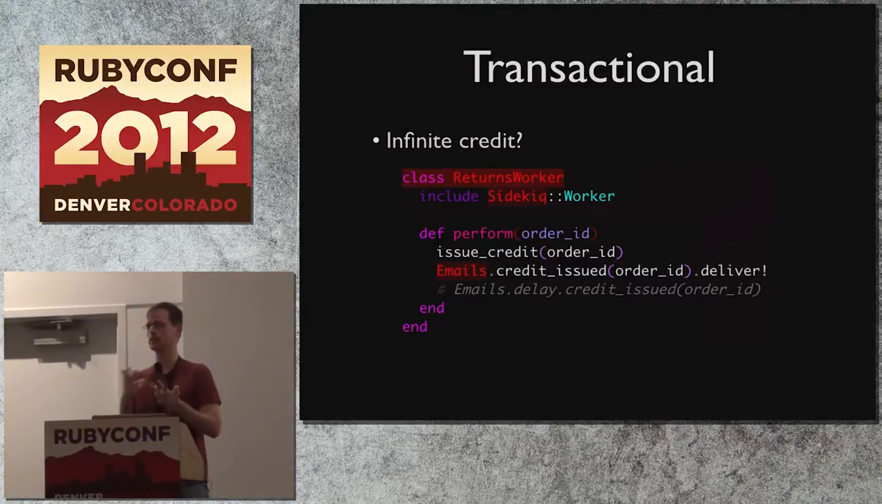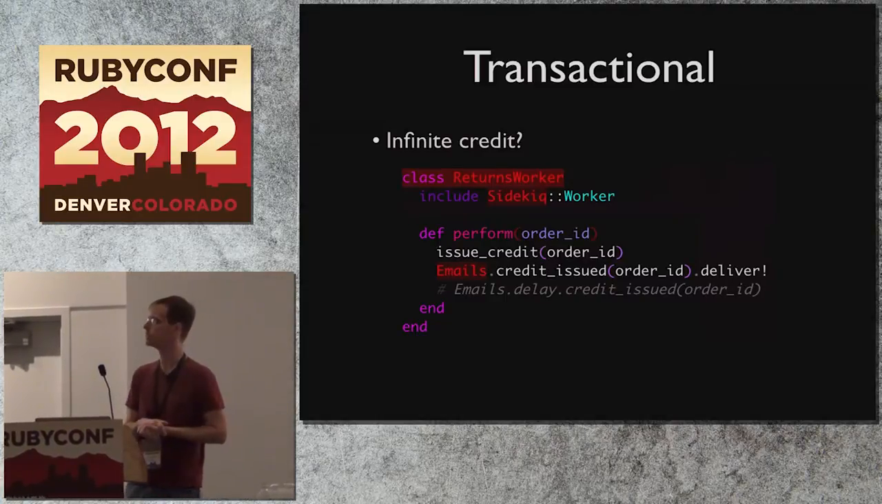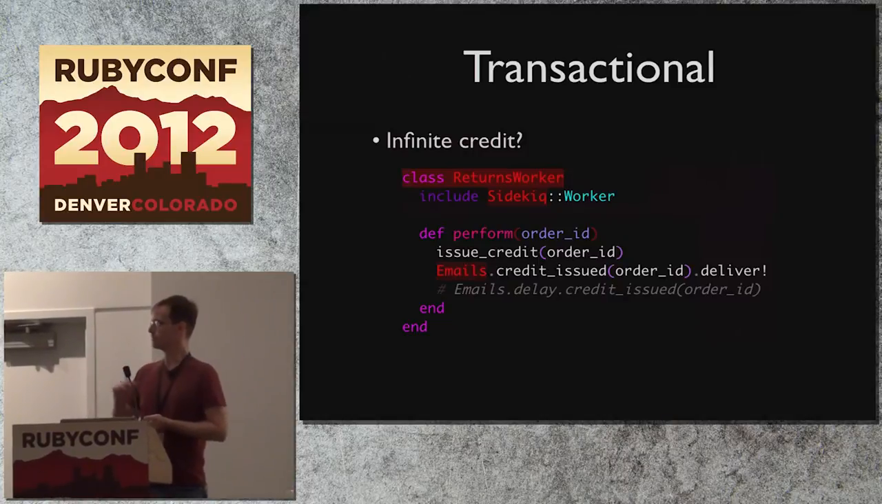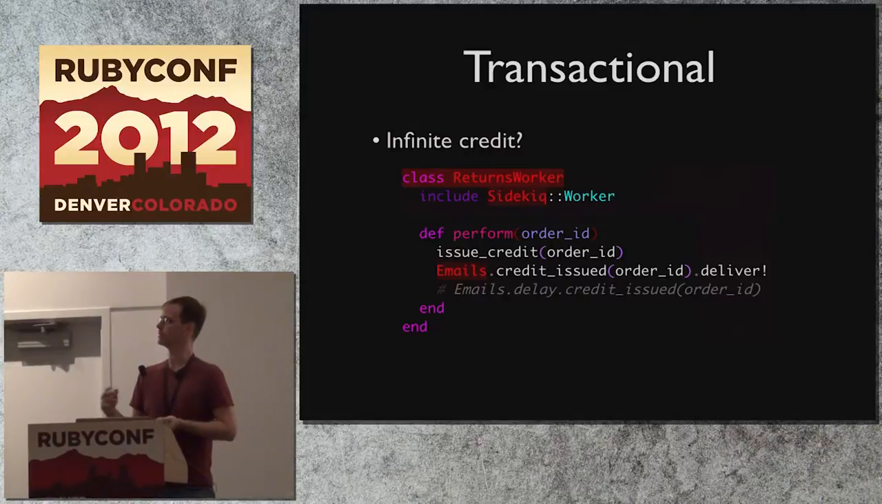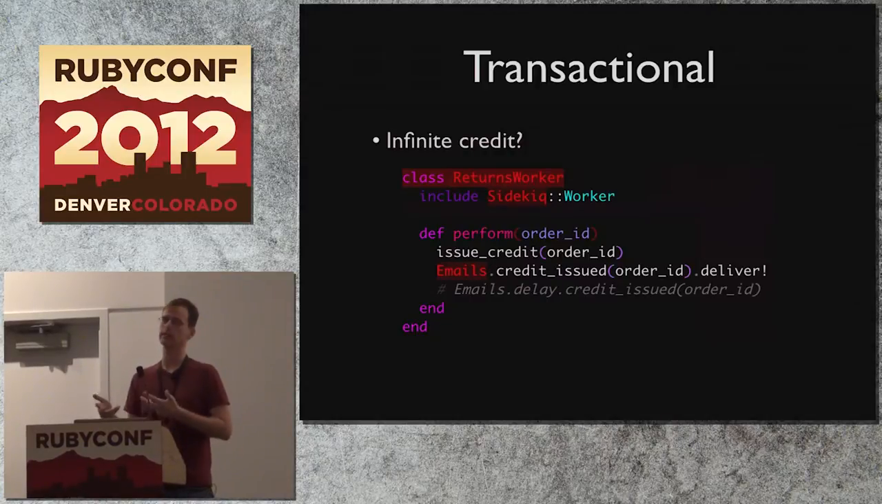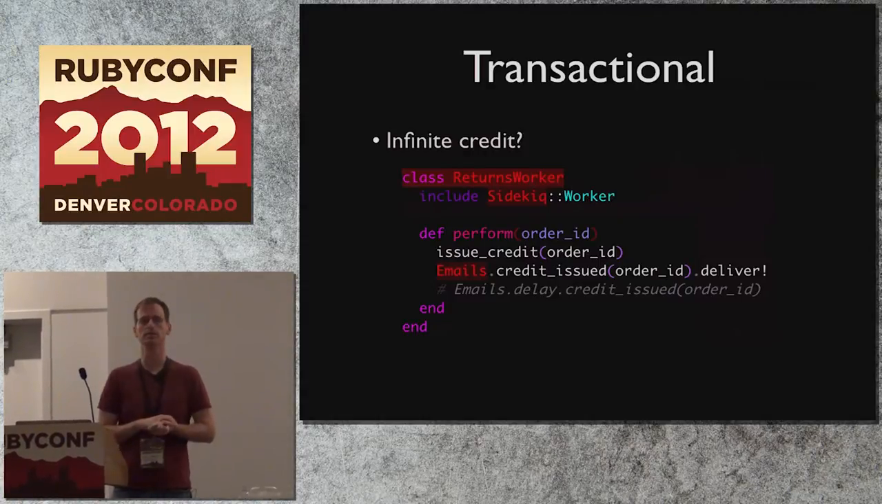Idempotent and transactional are sort of similar ideas. This is an example of an asynchronous worker. If I'm returning an order, I issue credit for that order, and then I send them an email saying that their credit was issued. If I issue the credit successfully, but then the email blows up because Gmail is down, is Sidekick gonna keep retrying that? Are they gonna continue to get more and more credit until you realize that? That's up to you as a developer to make sure that that doesn't happen.